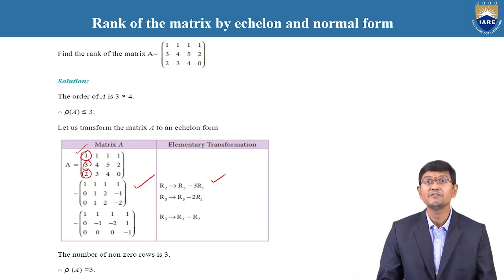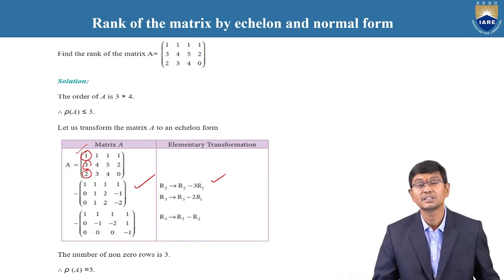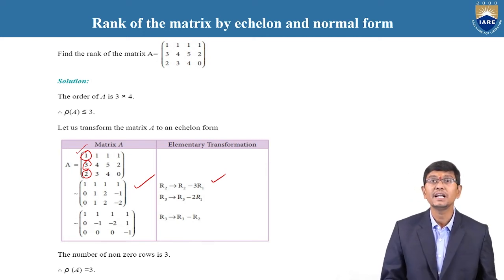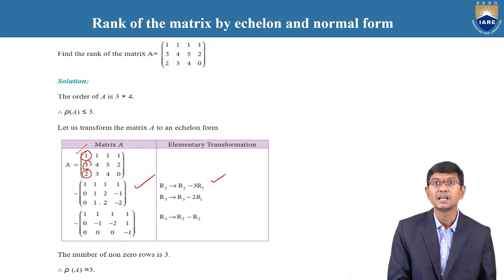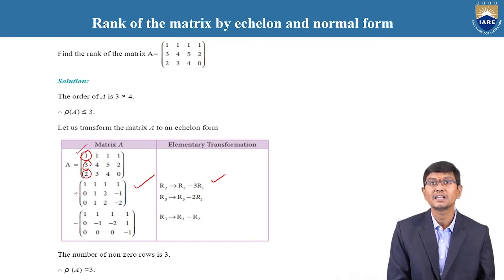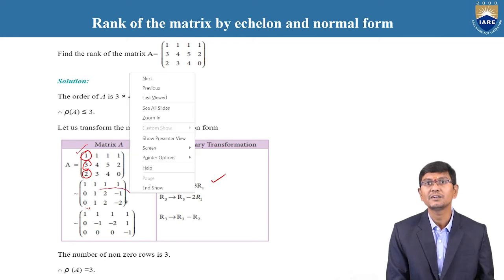The second row will be 0, 1, 2, minus 1. The third row is 0, 1, 2, minus 2 only. And once again it is not an echelon form of a matrix, because the third condition is not satisfied properly.